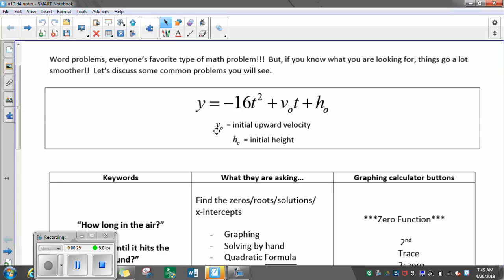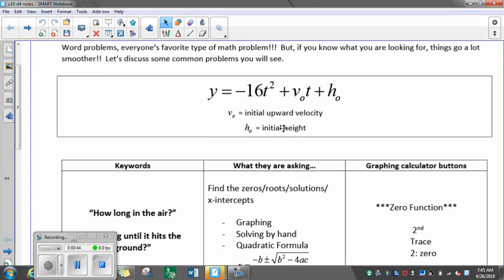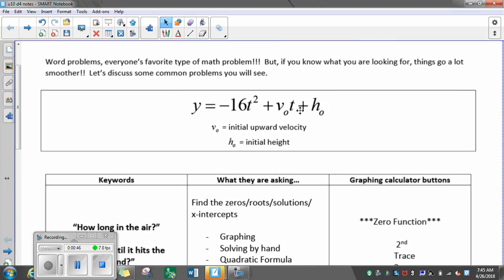So this is a typical quadratic word problem where the t is representing your x, okay? V with the little 0 subscript is your initial upward velocity. H with the 0 is your initial height. So that's really where it starts.